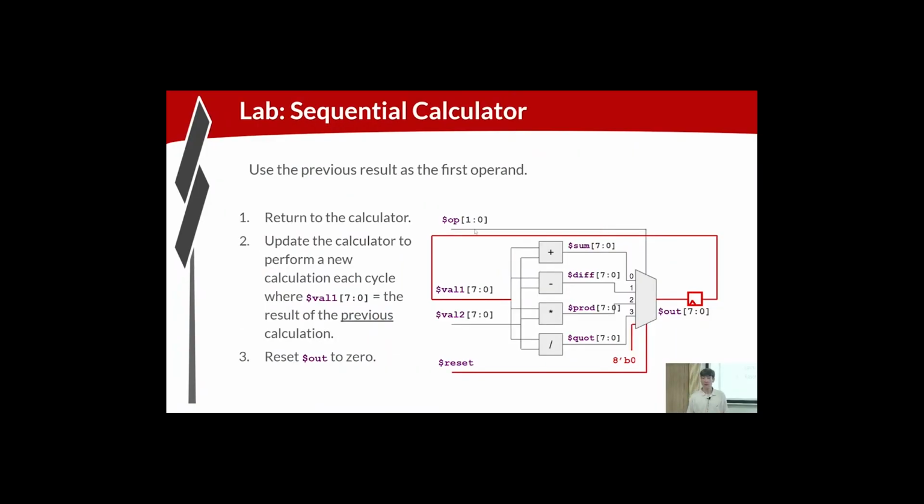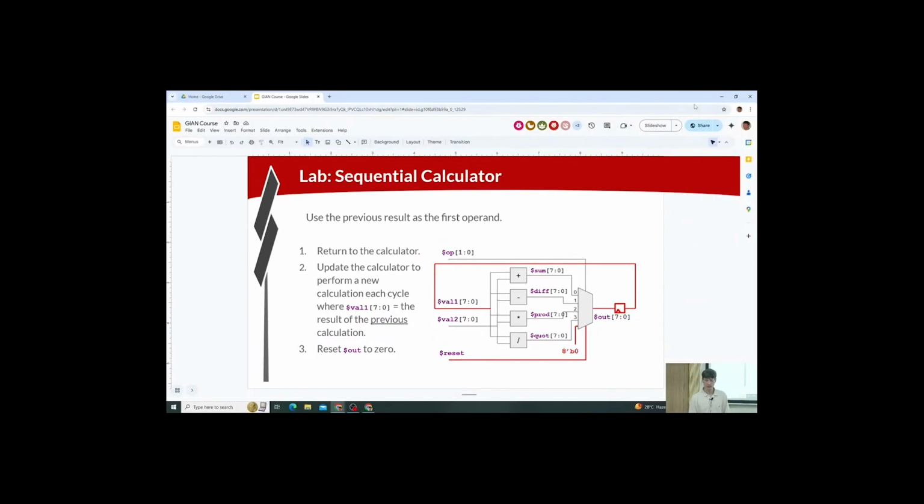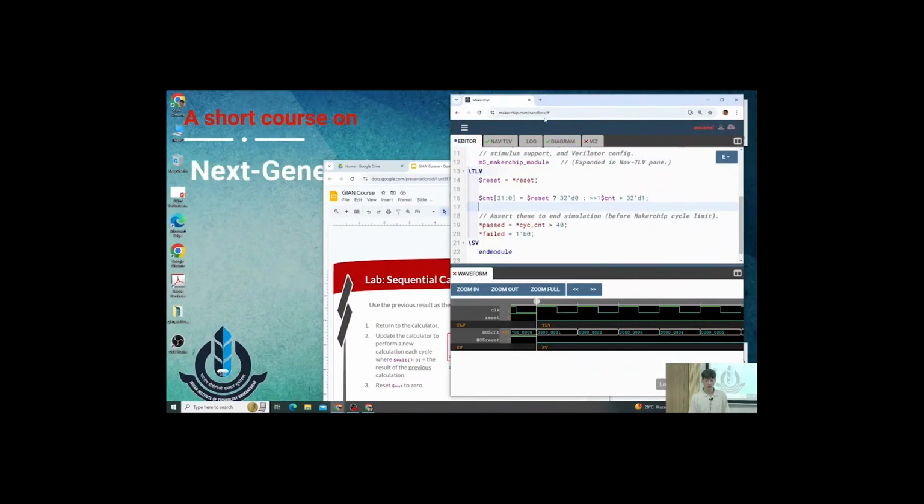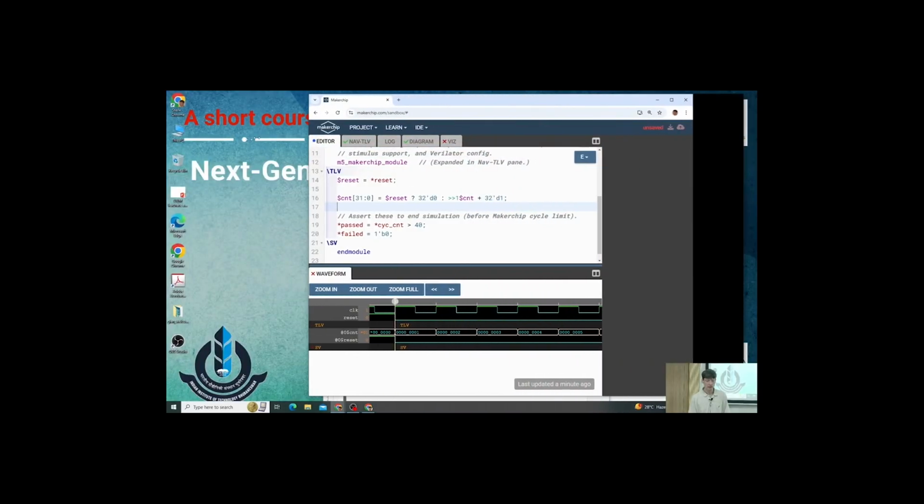So let's do the same thing now with our calculator, right? We looked at the picture before. Now we'll implement this. So hopefully everybody has saved their calculator circuit locally in Makerchip. You can go to the project menu and open.